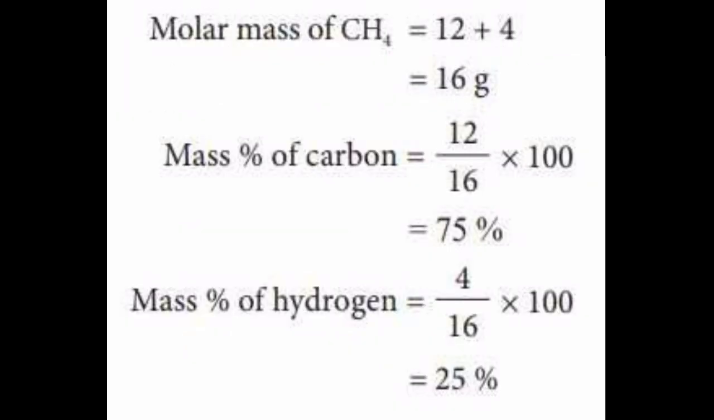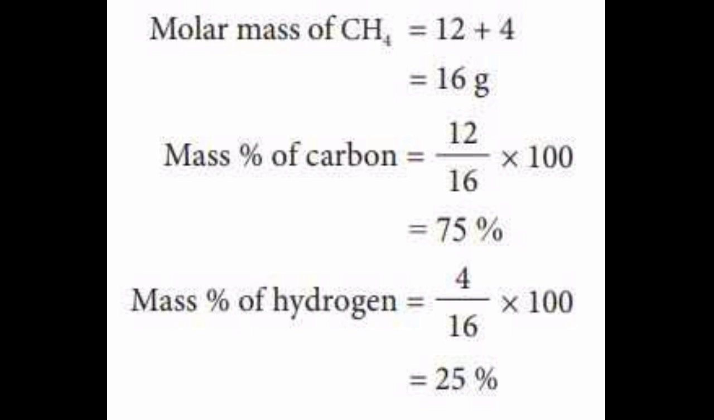Now I will give you one more example to find out the percentage composition of carbon and hydrogen in methane, CH4. Here the molar mass of CH4 is 12 plus 4, that is 16 gram. So the mass percentage of carbon is 12 by 16. There is only one carbon and its atomic mass is 12. So 12 by 16 into 100, that is 75%.